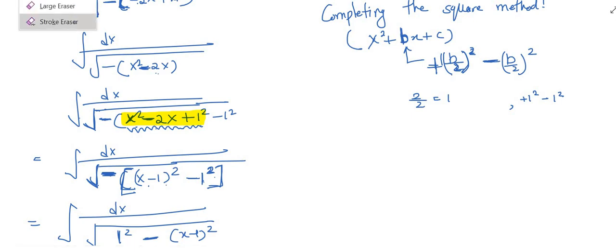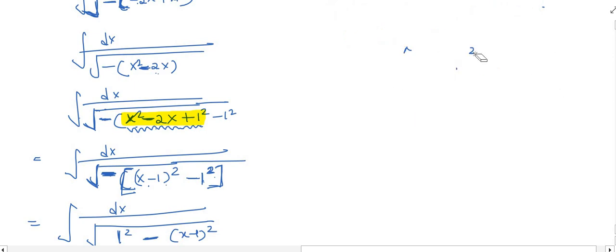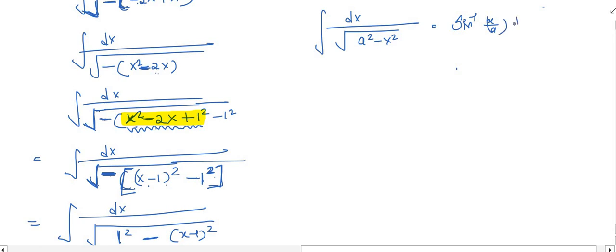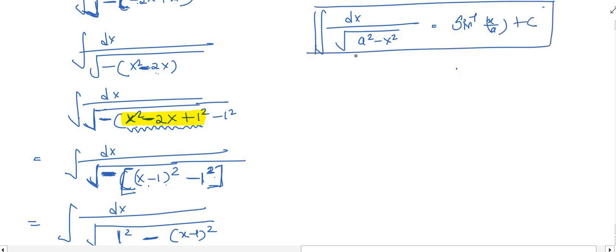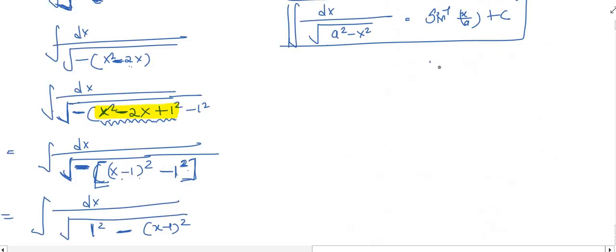Perfect. Now we will see which formula we can apply here. See, the formula list that I gave you, in that formula if you observe, this is the formula: integral of dx by under root of a square minus x square is equal to sine inverse of x by a plus c. This formula is pretty much matching with this. Yes, see here, right? It is matching with this equation.